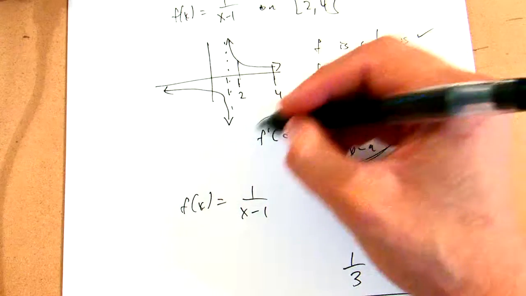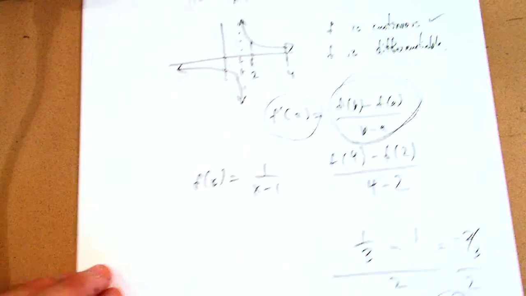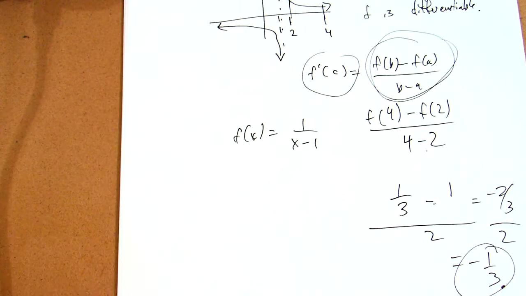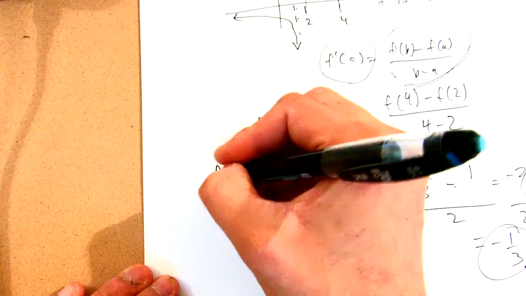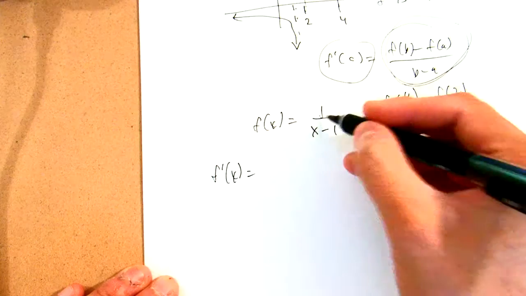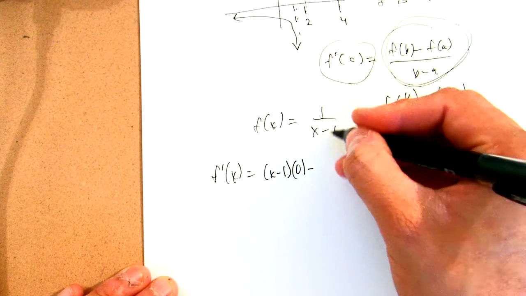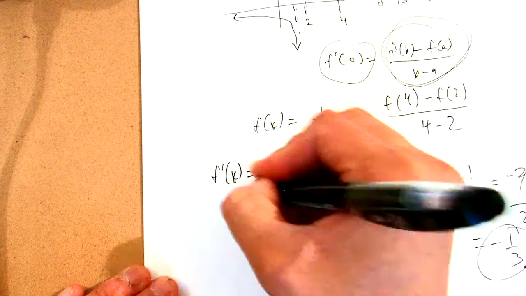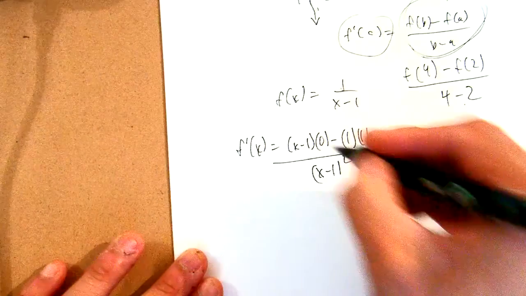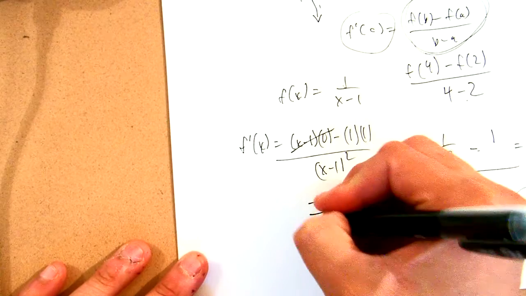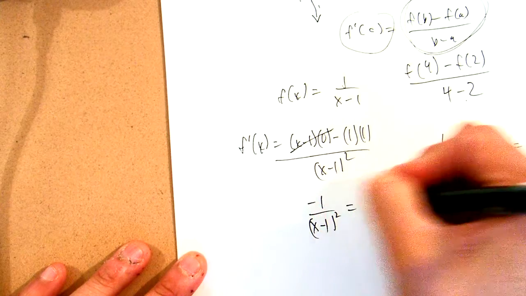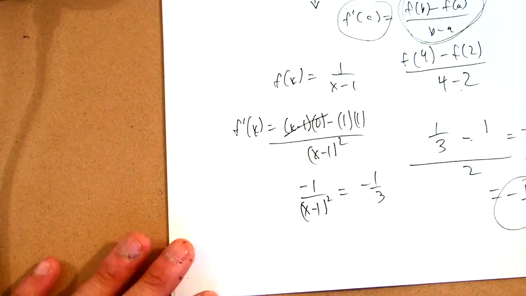So now all you need to do is just find the derivative and set it equal to it, right? So we're going to do that right now. So f prime of x is low d high, which is 0, minus high d low, over low low. So you get negative 1 over x minus 1, the quantity squared, equals negative 1/3.